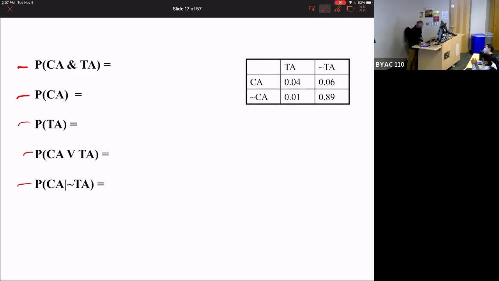So for cavity and toothache, you just read it off from the table. For cavity itself, you consider all the places where cavity is true, irrespective of what toothache is, and add up those probabilities. So that will be 0.04 plus 0.06. This idea is called marginalization.